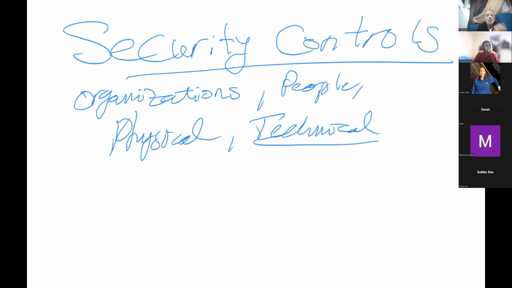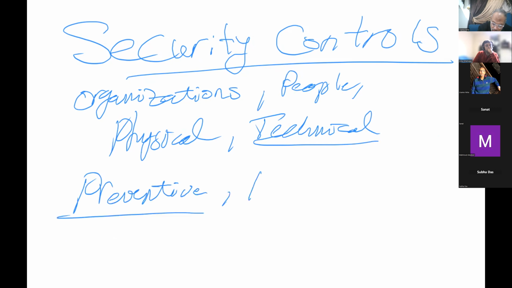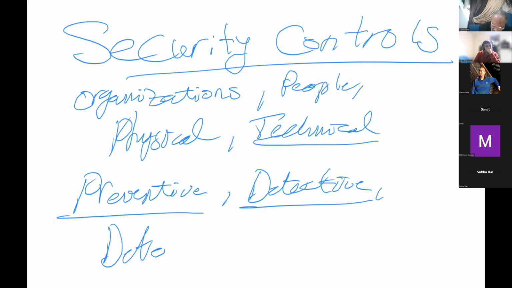Then, gentlemen, let me make life difficult for you. Unfortunately, this is our life in security. These controls have other flavors. It can be preventive controls, where it prevents risk. It can be detective controls, where it can detect the risk. It can be deterrent controls, which give a very strong warning to the hacker or any user that he is not allowed to do these actions.